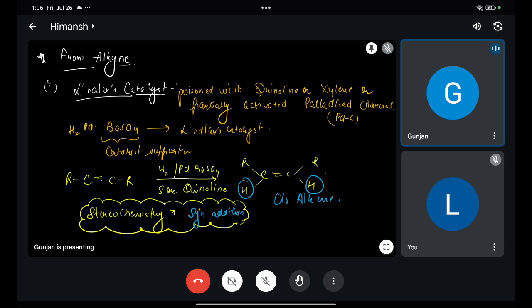Here, what actually happens is that the catalyst is poisoned with quinoline, xylene, or partially activated palladized charcoal. They all deactivate the catalyst. Why is it so? Because this alkene can further be attacked by more hydrogen, right? Yes, ma'am. It means they are decreasing the rate of the reaction.